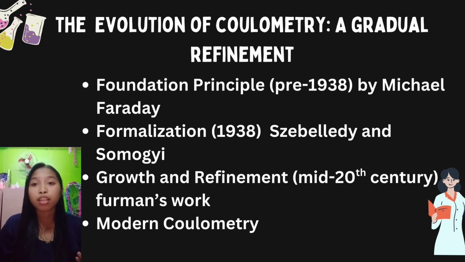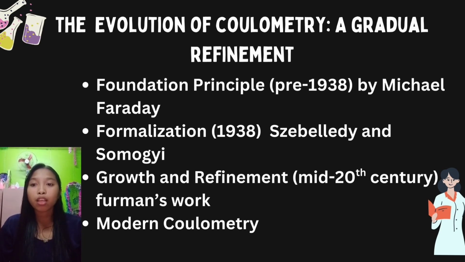His work demonstrated the direct proportionality between the amount of substance transformed during electrolysis and the quantity of electricity passed. So this fundamental relationship is the core of coulometry. So early applications such as Grower's use of surface coulometry in 1917 to assess thinned copper wire contributed to the method's practical development.